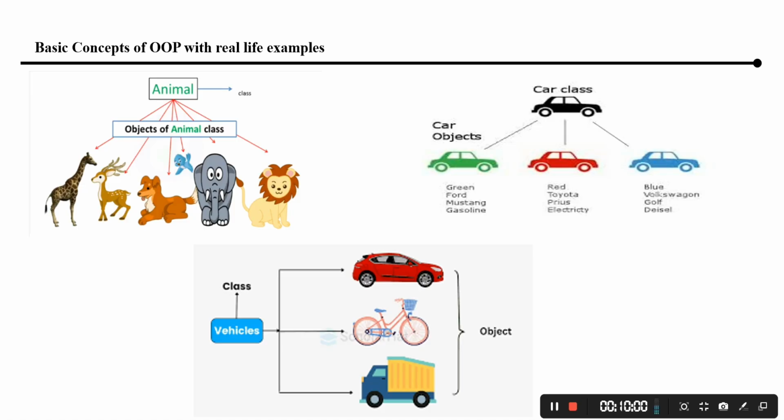And coming to another example, more general, a vehicle. Usually vehicle is used for commuting purpose. Different types of vehicles are there, and you have a car, you have a bicycle, you have a truck, you have a train, you have a plane, and so on like this.